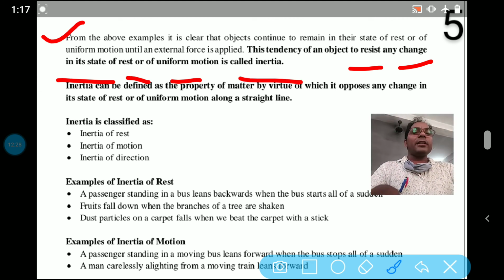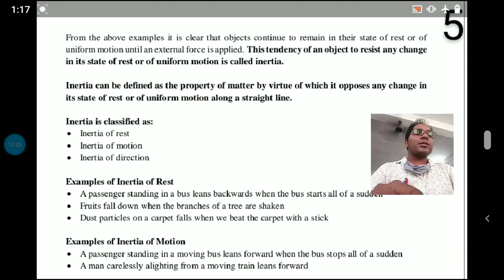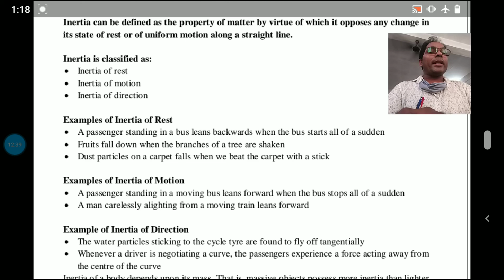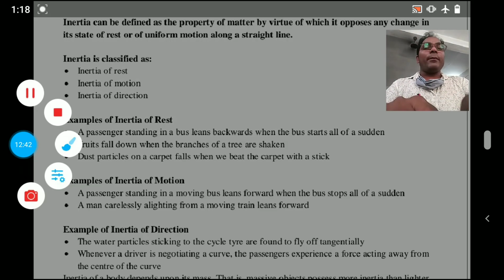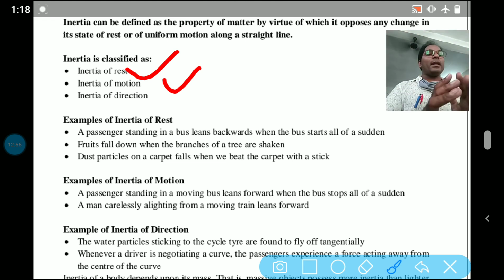There are three types of inertia: inertia of rest, inertia of motion, and inertia of direction. What is inertia of rest? Students, if an object is at rest, it wants to remain at rest only because of inertia of rest. And if an object is in motion, it wants to remain in motion because of inertia of motion. And if an object is moving in a particular direction, the inertia of the body wants to keep it continuing in the same direction, and that is inertia of direction.